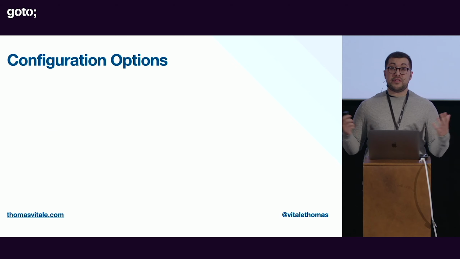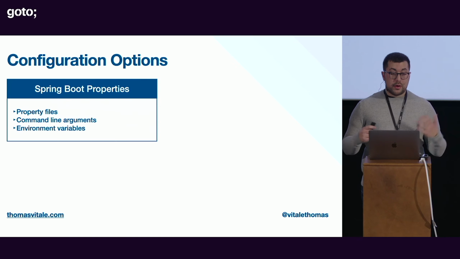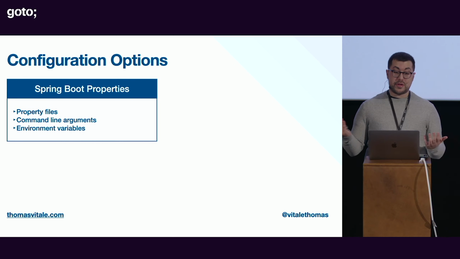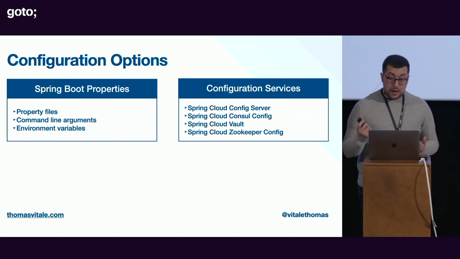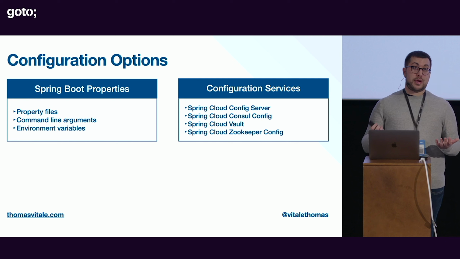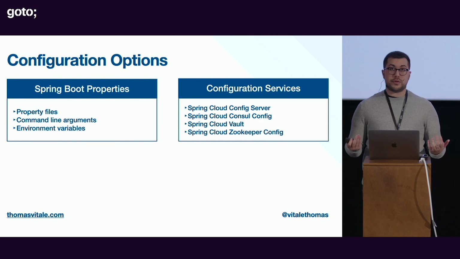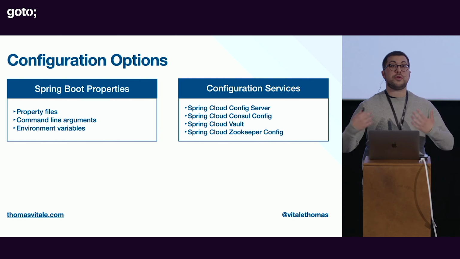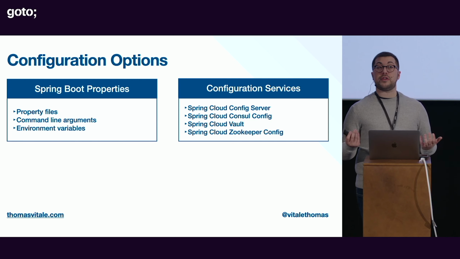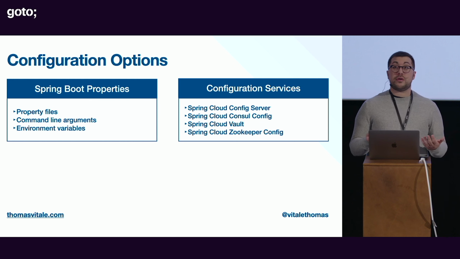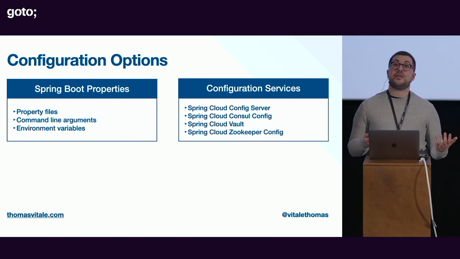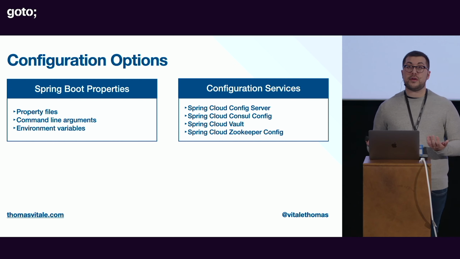In Spring Boot, we have different configuration options. We talked about the basic ones. We have property files. We can use environment variables and maybe some command line arguments to override properties. But we can also use some configuration services. So for example, if you already have a Consul or Apache Zookeeper infrastructure, you might want to use some of the projects provided by Spring Cloud in order to use that infrastructure to also store configuration. Or you could run a Spring Cloud Config Server. If you're running on a public cloud platform, maybe that platform already provides some services regarding configuration and secrets management. So you might think of using those.